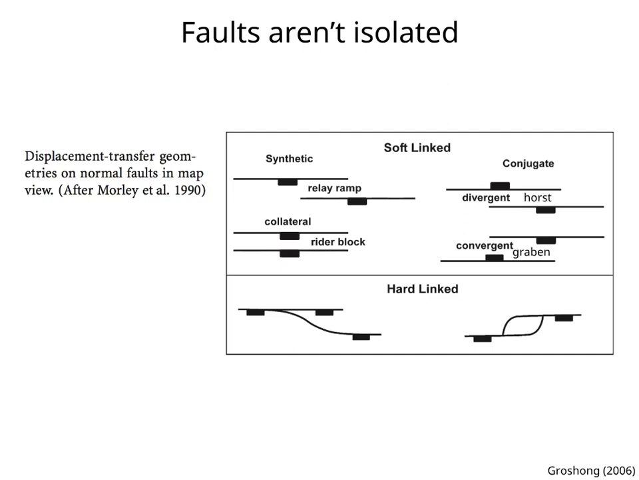Faults that transfer displacement but do not intersect are termed soft-linked, and are separated by a continuous bed segment. Faults that intersect are said to be hard-linked, and join along a branch line. Synthetic faults dip in the same direction. Conjugate faults dip in opposite directions, and they are divergent if they dip away from each other, or convergent if they dip towards each other. The amount of fault overlap can vary from no overlap to collateral.